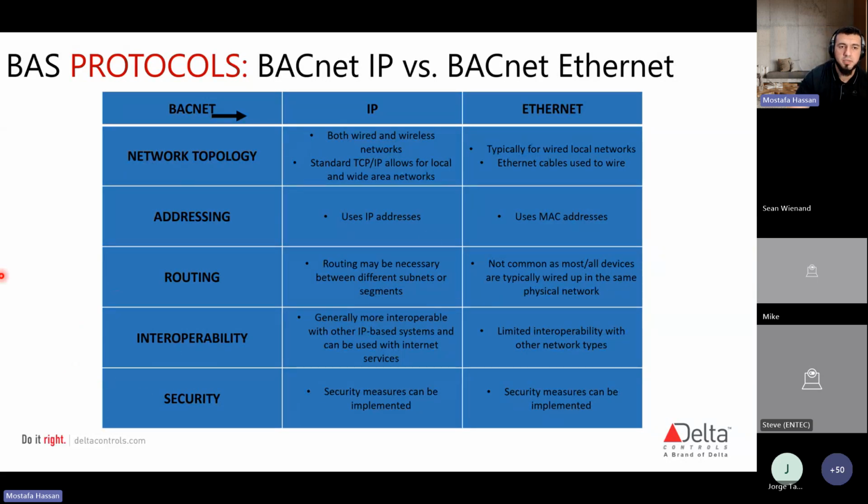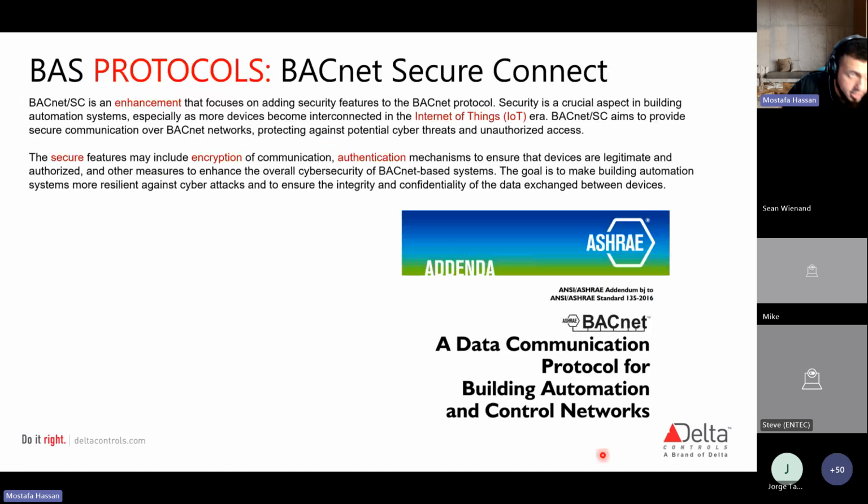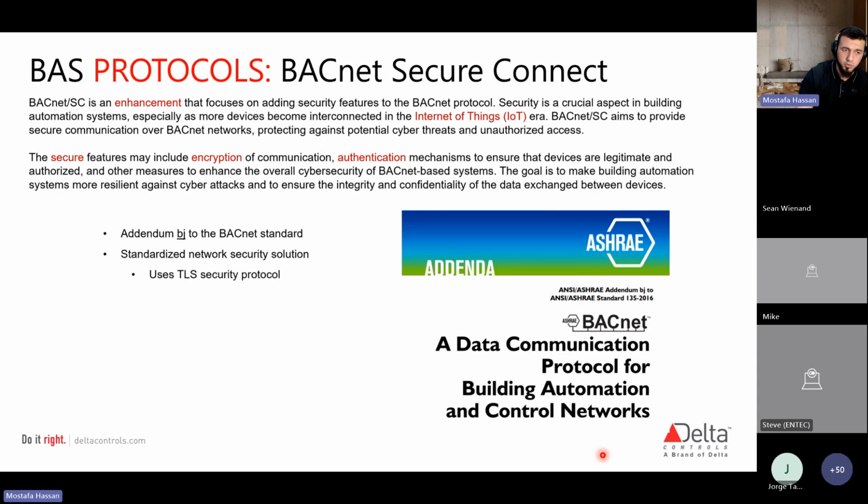Security measures can be implemented for both, but on the IP, now that we're here, that's how BACnet Secure Connect communicates. It only communicates on the IP level. It doesn't go to MSTP, it doesn't go to Ethernet. And here's BACnet Secure Connect. So again, it's an addendum to ASHRAE 135, the BACnet standards. And it's a standardized network security solution, and it uses the TLS security protocol, the common internet security protocol. Don't need to know what that is.